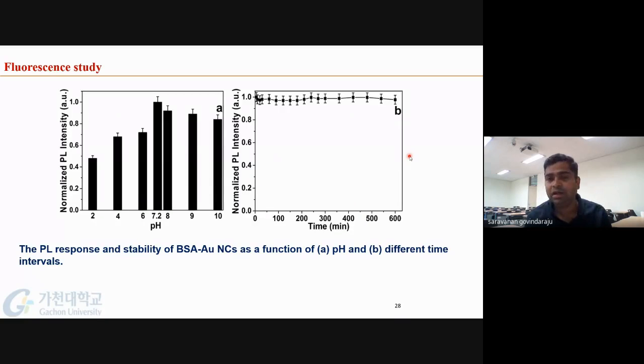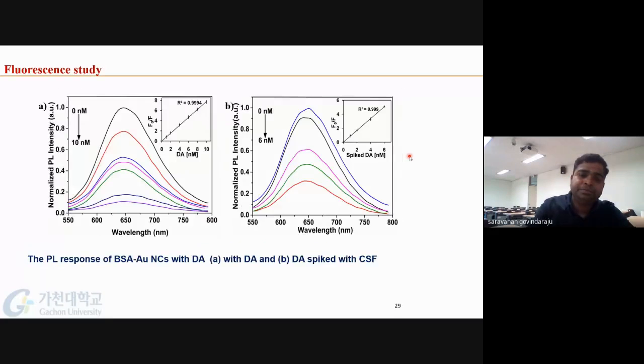This is actually very old data, which I synthesized long ago. It still has the same fluorescence property, so the fluorescence of the gold cluster is highly stable. For using the gold cluster for dopamine detection, we have chosen a FRET sensor, which means a fluorescent sensor.